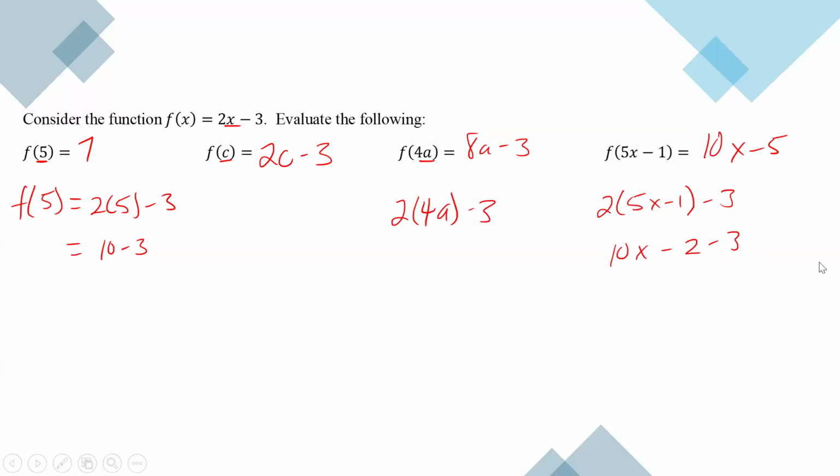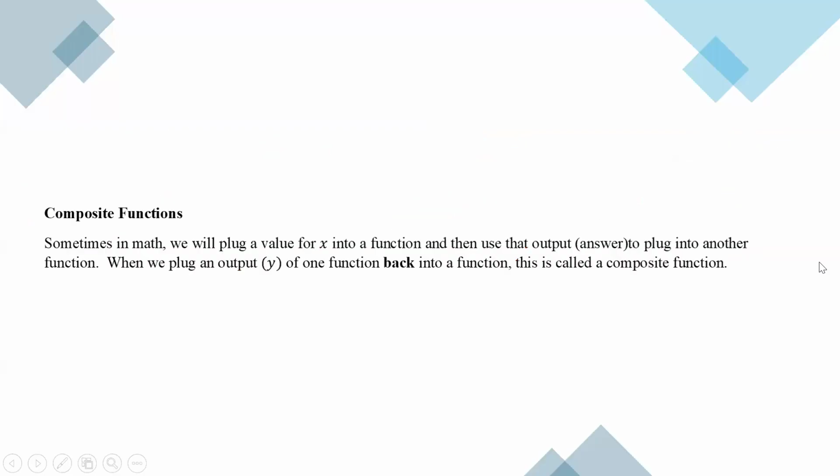All right, so let's review composing. Composite functions. Sometimes in math, we plug a value in for x. That is a function. That's all it is. It's plugging a value in for x. The answer is just another function that is simplified. Does that make sense? Because I'm producing another function, that means that the domain and range have also changed. And that's called a composite function.